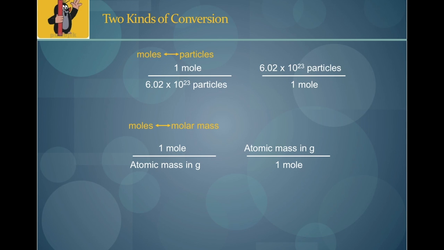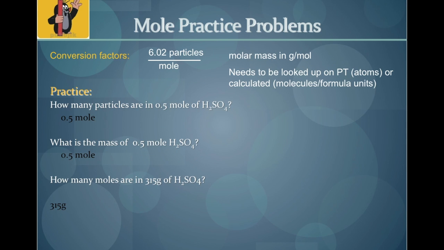Okay, so when we're doing practice problems, again, there's a couple. We can either convert between particles and moles, or between molar mass and moles. So the conversion factor we use depends on what we want to do. So it's 6.02 times 10 to the 23rd particles per mole, and for the molar mass, you have to look that information up on the periodic table because it depends on the mass of the atoms or molecules or formula units that you're looking at.